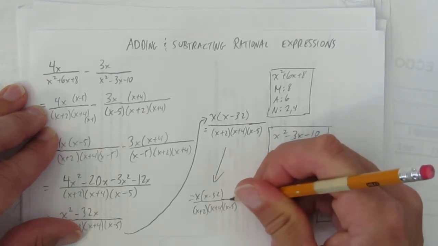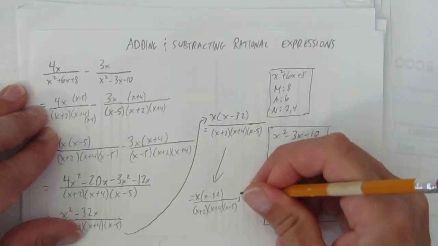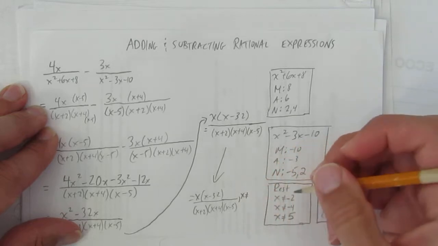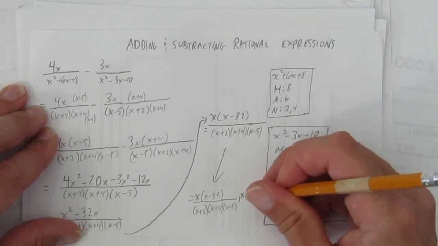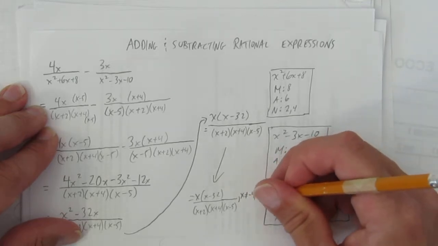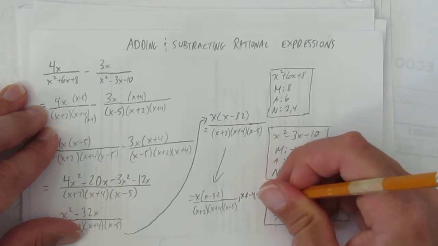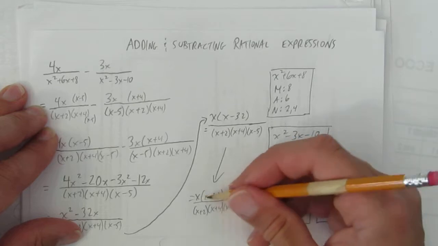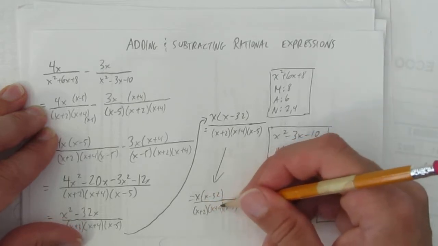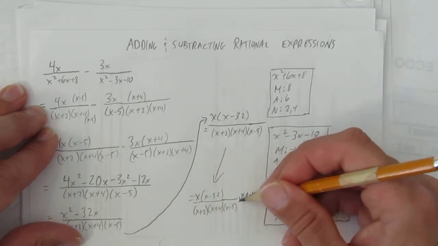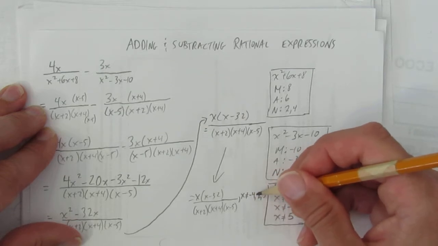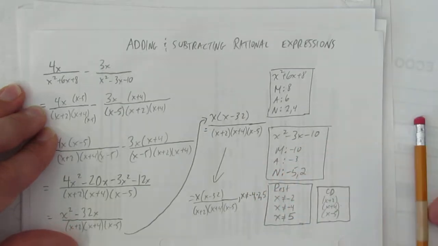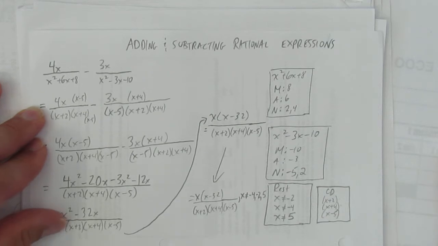Okay, there's my answer, comma, state my restrictions. What can x not equal? X cannot equal negative 4 is the smallest thing, then negative 2, then 5. Here's my final answer: x times x minus 32 over x plus 2, x plus 4, x minus 5, and x cannot equal negative 4, negative 2, and 5, in order. We're done. We've added and subtracted, in this case subtracted, rational expressions.